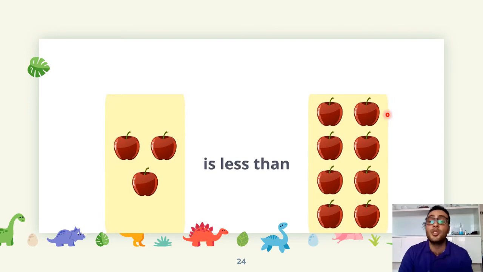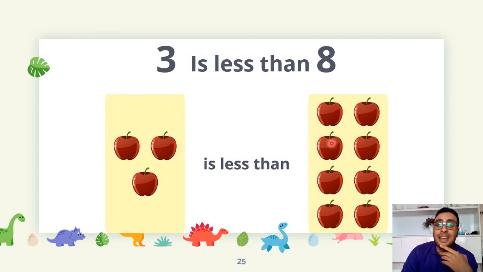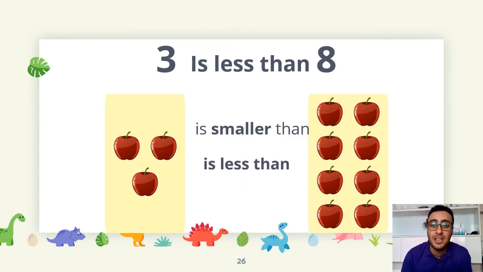Do you understand? So we can say less than 8. So 3, repeat after me, is less than 8. Good job. 3 is less than 8. Now, there are 2 ways to say this. You can say 3 is smaller than 8, or 3 is less than 8. It's your choice. It's the same as greater, bigger, or more. It's your choice.